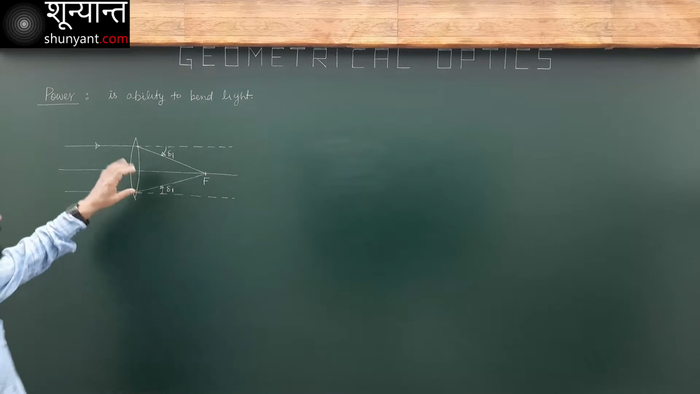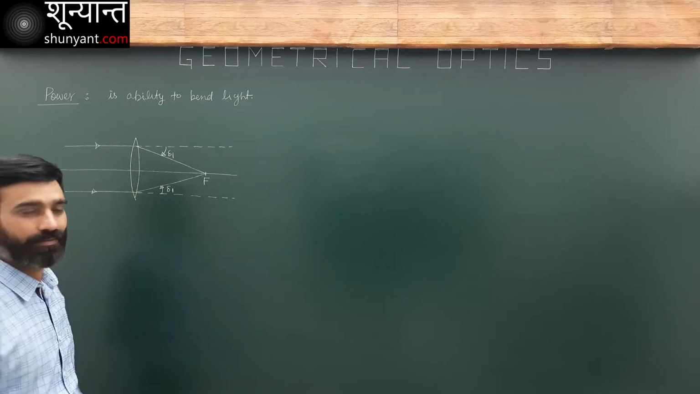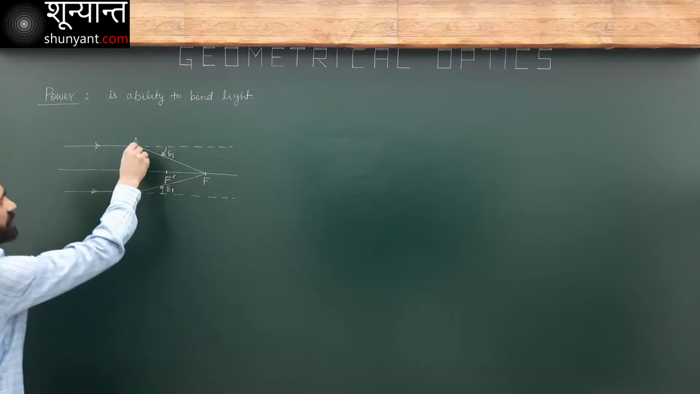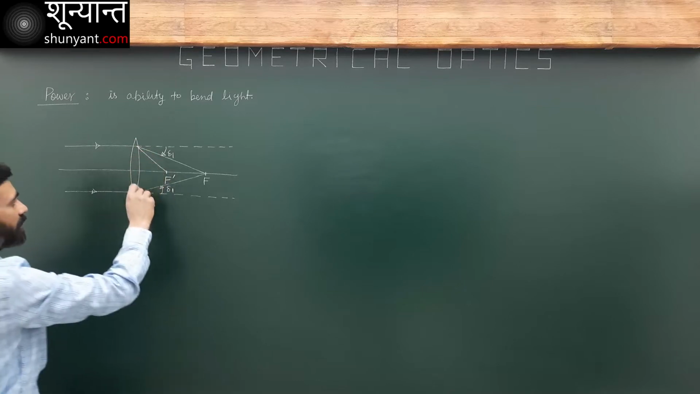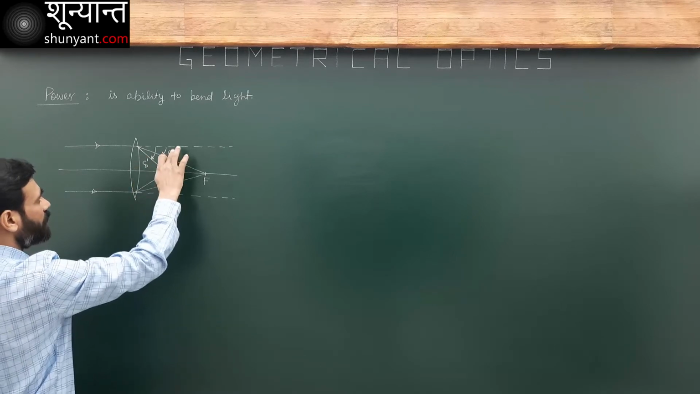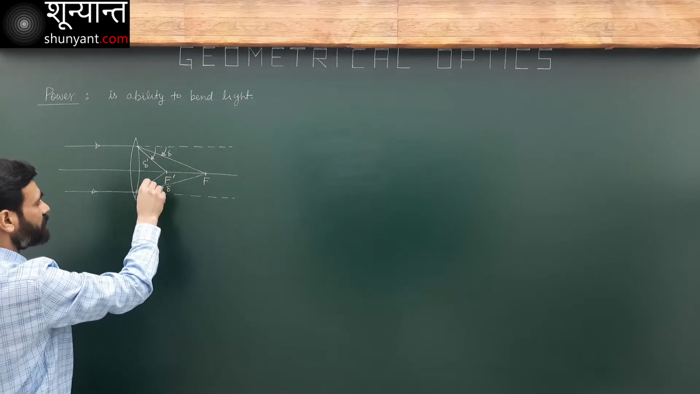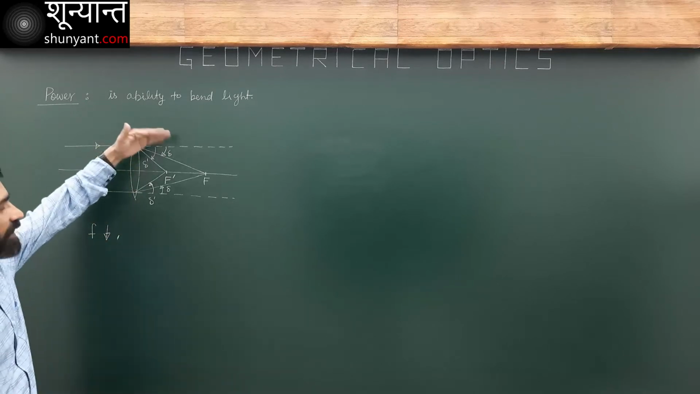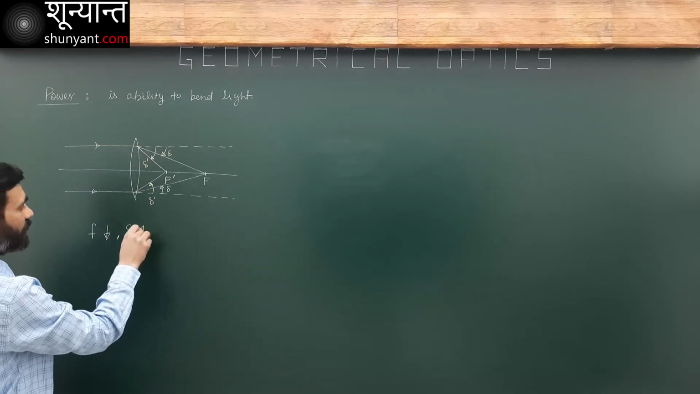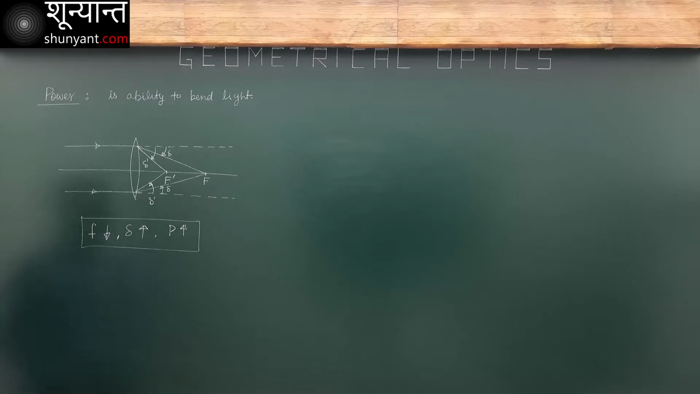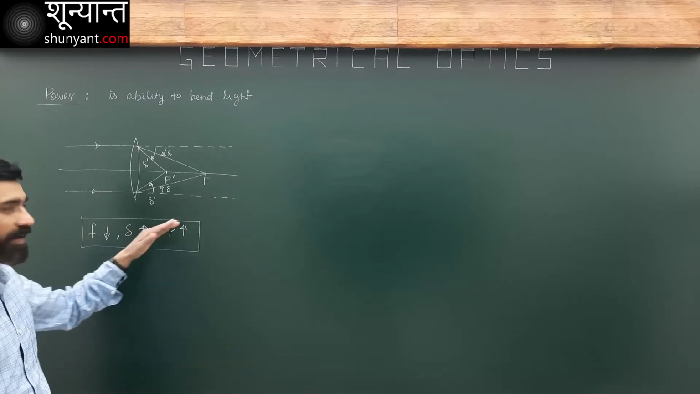Now what will happen if this lens has a different focus? Let's say that the focal length is smaller, this is f dash. What is the effect on bending? Now the light rays will bend here. This becomes delta dash. Now one thing is very clear: if focal length decreases, this bending increases, and so we say that power increases. Focal length decreases, bending increases, power increases.